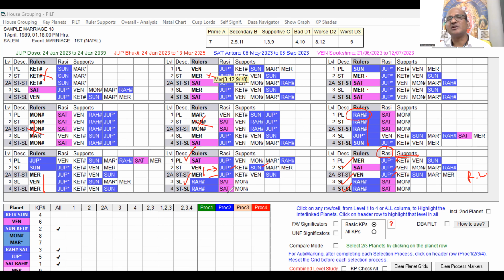Light pink and dark pink are also mixed, but light pink is more unfavorable. Dark pink is mixed with both favorable and unfavorable. This is only for indication. The software will show the indication.